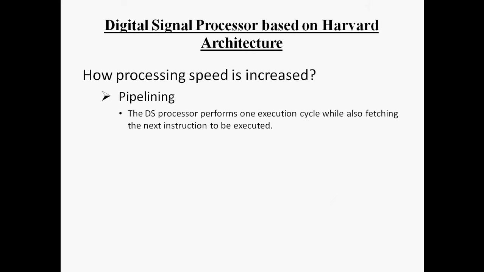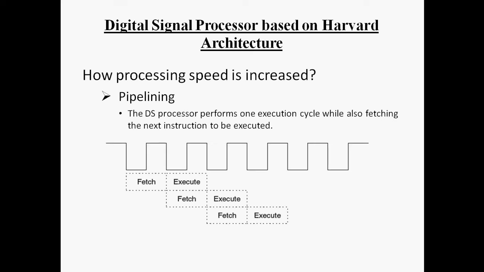Continuing further, if I want to say how the processing speed is increased in case of a digital signal processor based on Harvard architecture, the answer is pipelining. In the sense, the digital signal processor performs one execution cycle while also fetching the next instruction to be executed. So what do I mean by that? Say for example, I'm working on the current instruction and I can also fetch the next instruction.